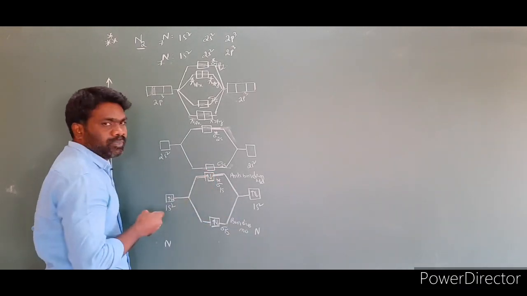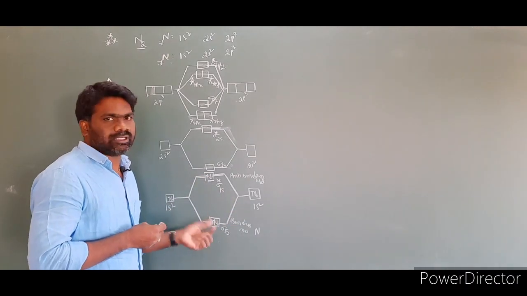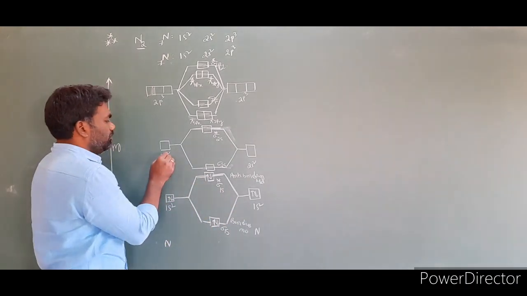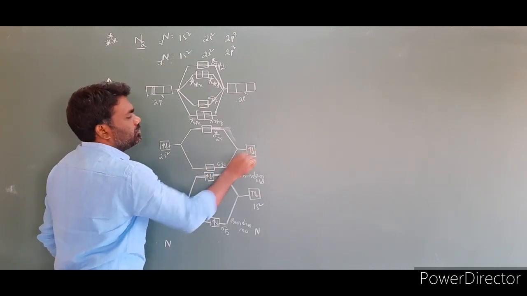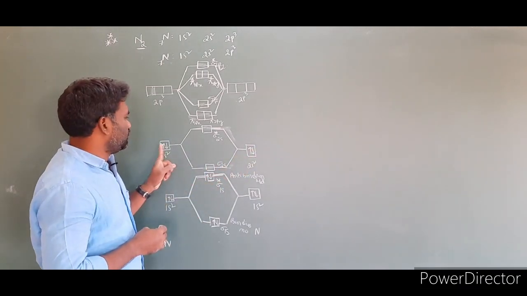3, 4. So 2 plus 2, 4 we filled. This is completed. Then coming to this one, 2s2, there are 2 electrons, 1, 2. Here also 2 electrons, 1, 2. Then the total number of electrons is 1, 2, 3, 4.